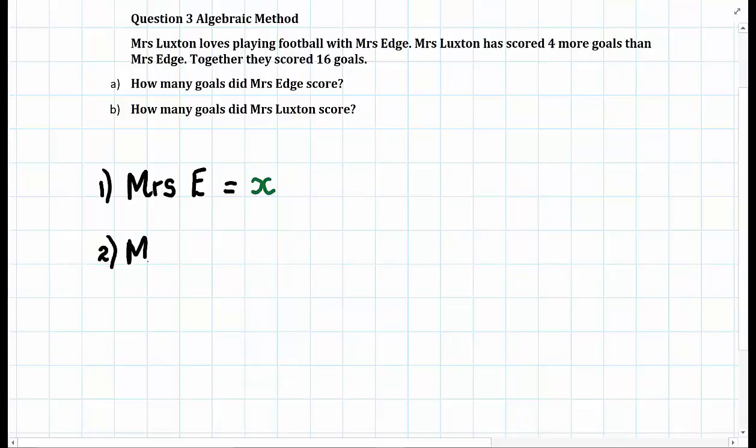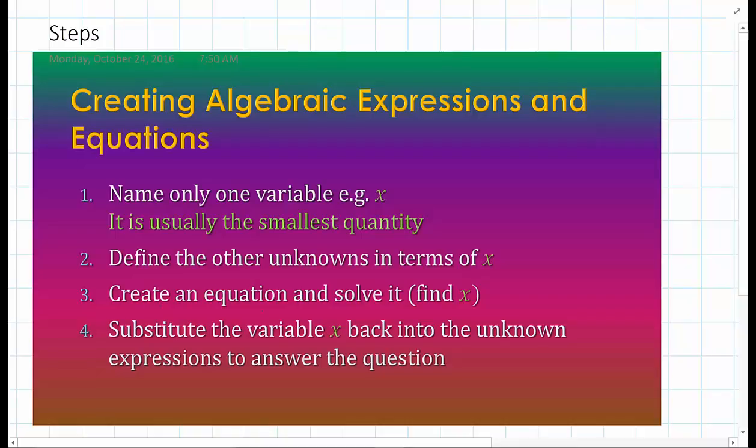So step 2. Mrs. Luxton has 4 more goals than Mrs. Edge. So she will be Mrs. Edge's amount, which is x, plus 4. 4 more means plus 4. So we now have an expression for Mrs. Luxton. So now let's look at step 3. Create an equation and solve it. Find the value of x.